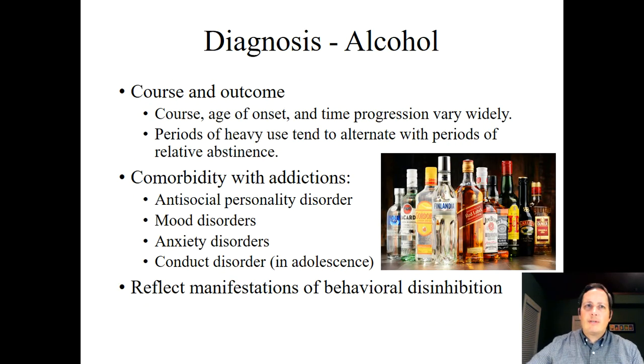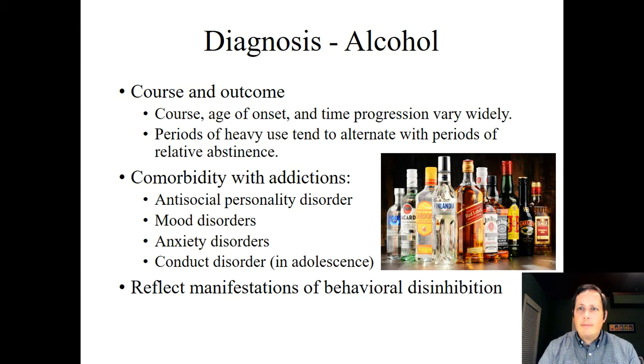As far as the course and outcome, you can see the course, age of onset, time progression. It's all going to vary widely. We can't say if you start using, then all of a sudden within 3 months you will have this, and then 6 months have that. It's really dependent on the individual and how that manifests over time. A lot of times periods of heavy use tend to alternate with periods of relative abstinence. So especially for those initially using alcohol and starting to get further in depth in that, they may go through this kind of waxing and waning of alcoholic binges, but it's not constant.